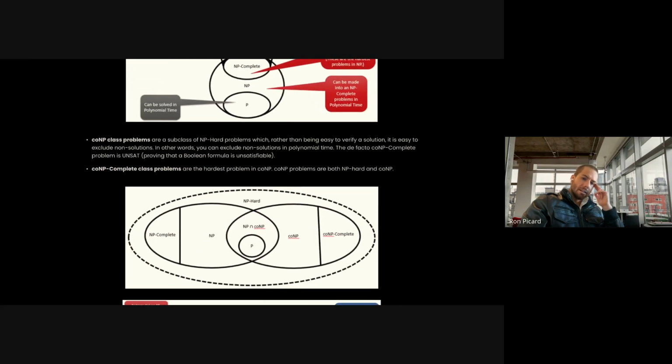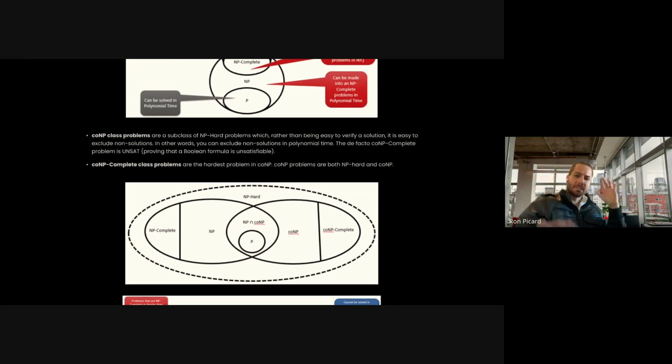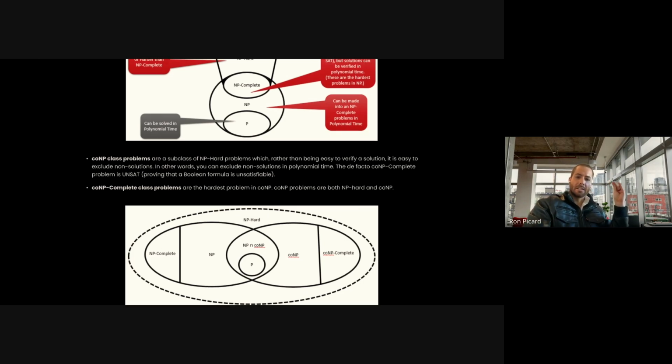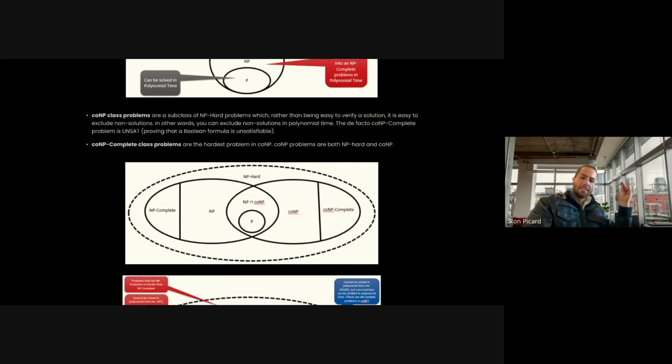There's also kind of the counter to the P and NP problem, which is co-NP. And co-NP are basically a subclass of problems that, rather than being easy or hard to find a solution, it actually becomes really easy to exclude non-solutions. And so what you'll notice here is that these classes start to break apart into all these other subclasses of problems that are, maybe it's really hard to find a solution, but it's really easy to check the solution once it's found, or it's really easy to exclude a non-solution.